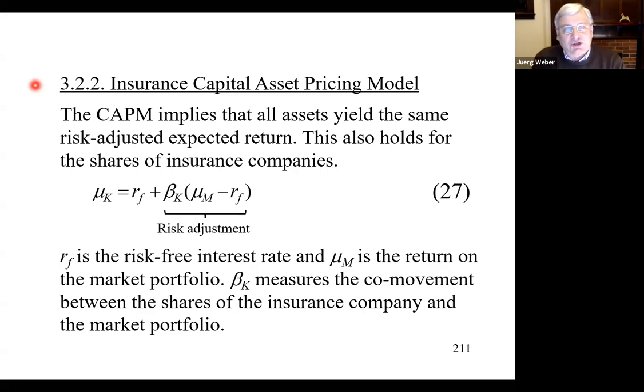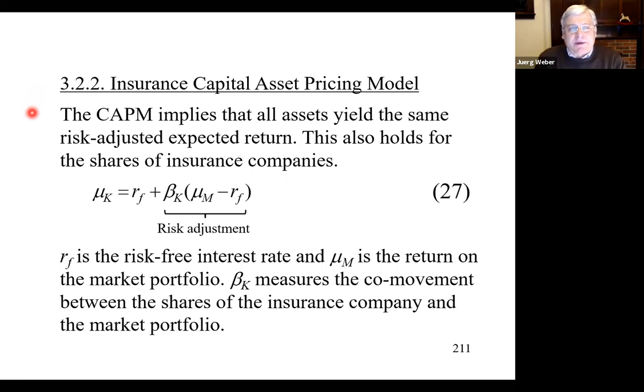Welcome to lecture 22 on risk management and insurance. In this lecture, we use the insurance capital asset pricing model to determine the optimal underwriting return and optimal premium income of an insurance company.